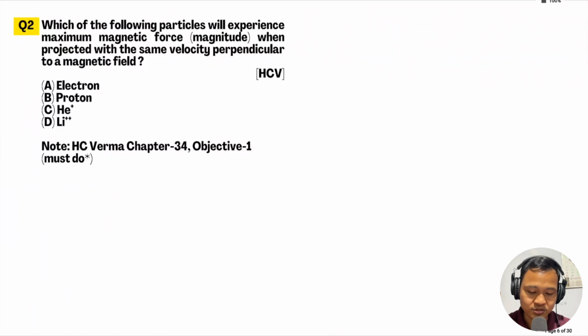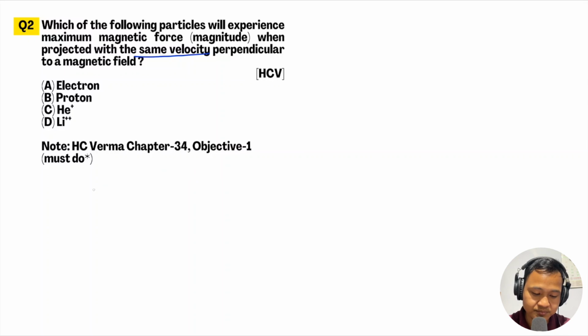Okay, then let's solve questions. Which of the following particles will experience maximum magnetic force in magnitude, when projected with the same velocity perpendicular to the magnetic field? The kinetic energy and potential are not relevant here.